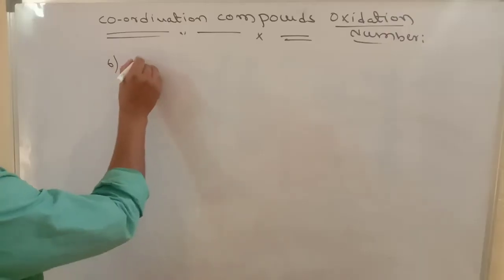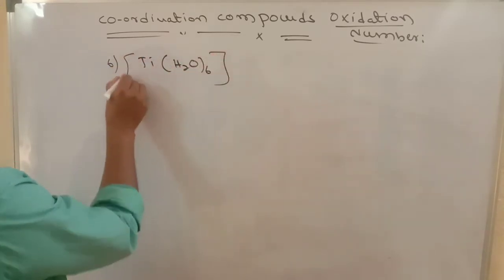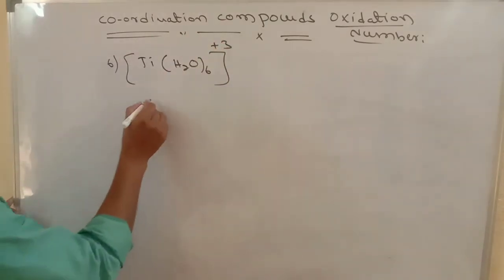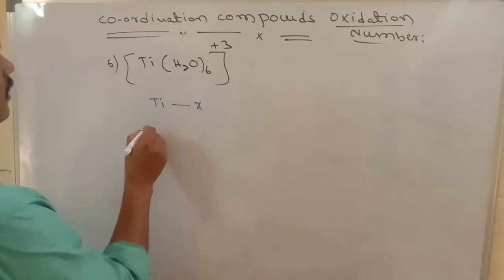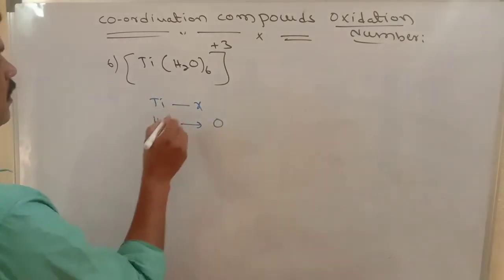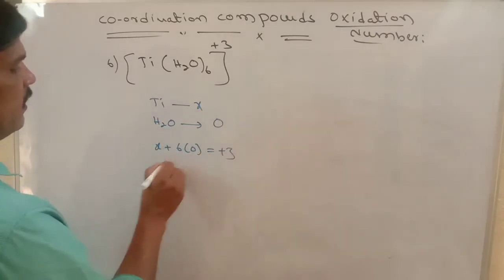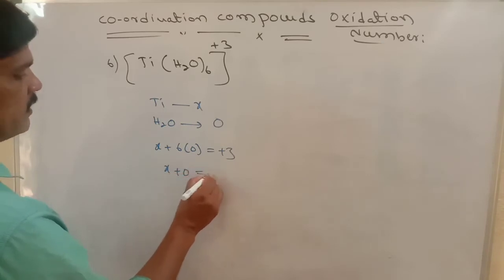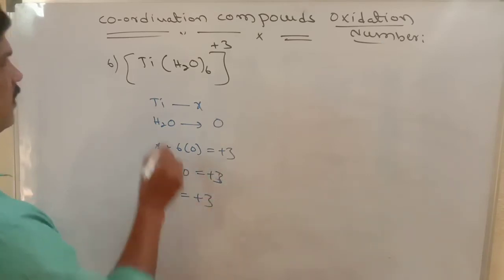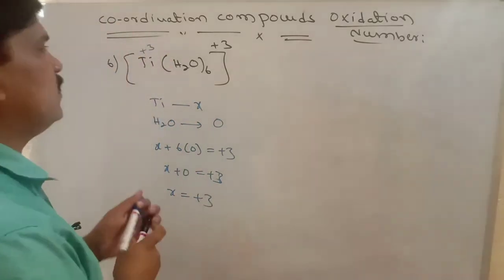For example, titanium [Ti(H2O)6] 3+, a complex compound. Just consider titanium as X, and H2O is a monodentate neutral ligand, its charge is equal to 0. Okay, X plus 6 into 0 equal to plus 3. X plus 0 equal to plus 3. X equal to plus 3. So now this titanium oxidation state is plus 3 only.